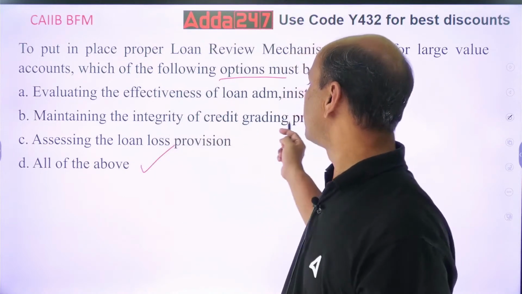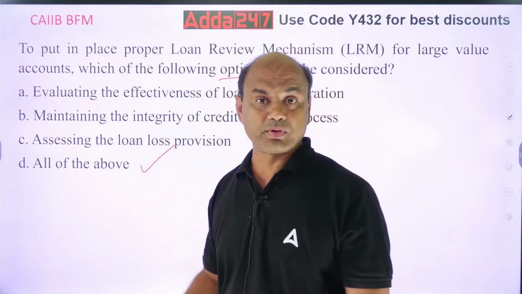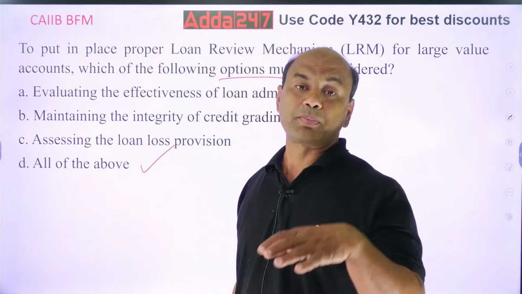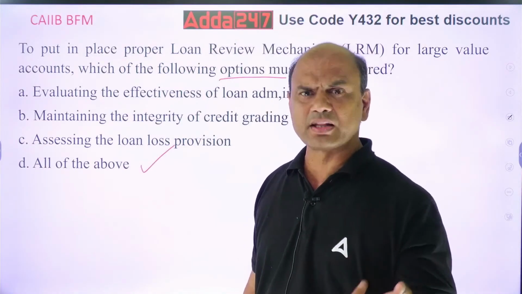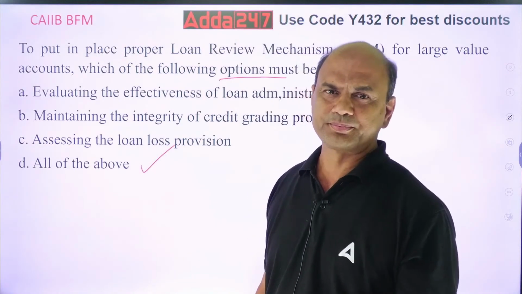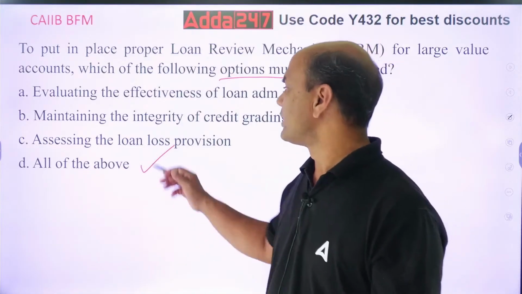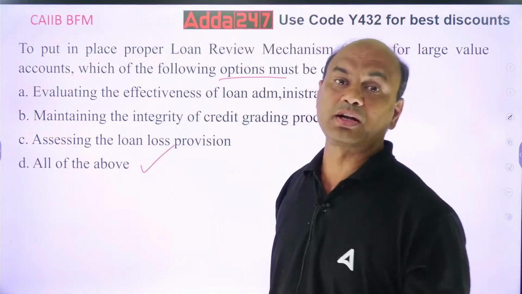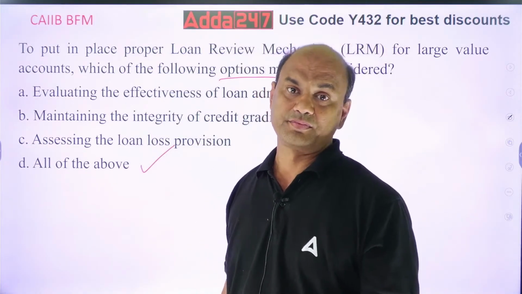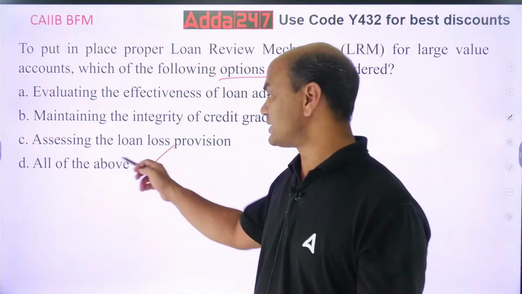Maintaining the integrity of credit grading process, that is also very important. Credit grading means proper rating parameters. If your rating parameters are not correct, then your ratings are of zero value. Okay? Assessing the loan loss provision, this can be assessed using the tier 1, tier 2 capital. Okay? So the answer is all of the above.